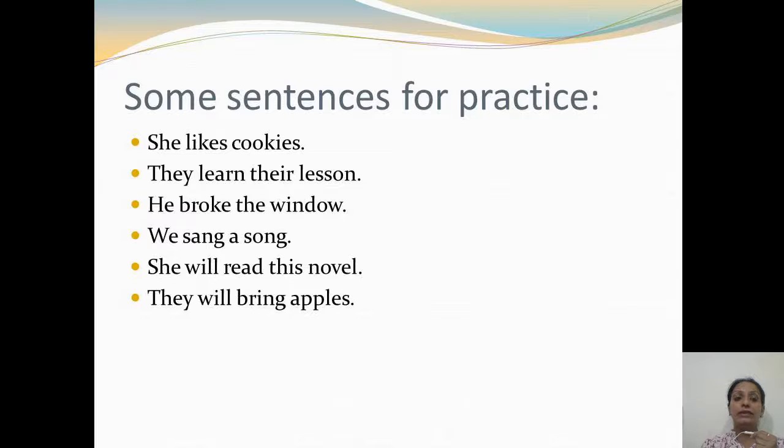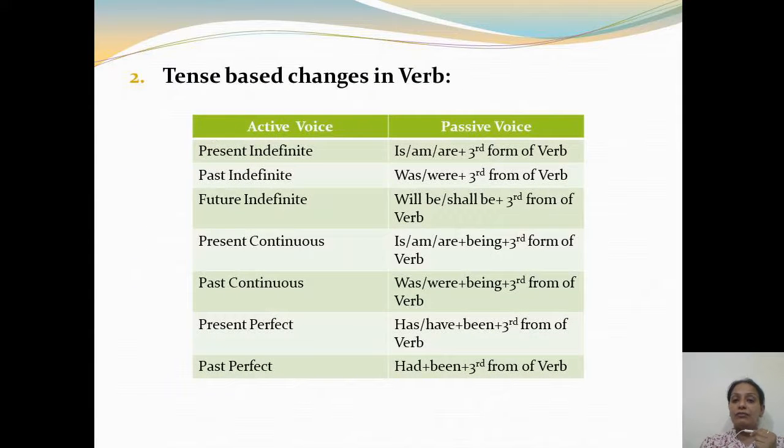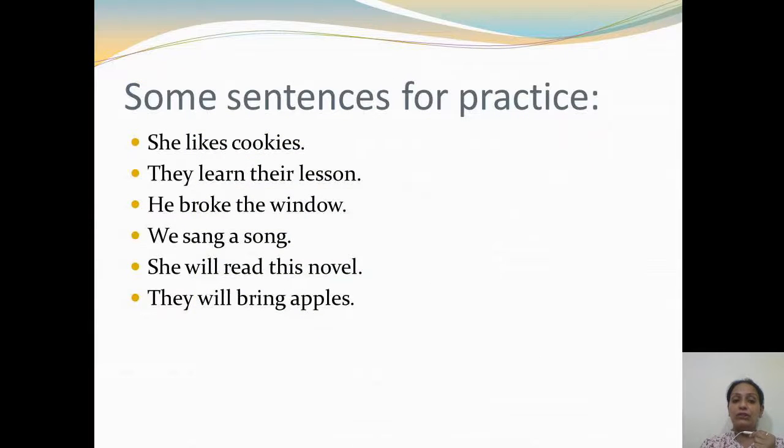Look at the third sentence, he broke the window. Broke is the second form, that means it is a sentence of past indefinite. So according to the rule, in past indefinite we use was, were and the third form of verb in passive. So this sentence will change into the window was. Now what will be the third form of broke? Broken. The window was broken by him.